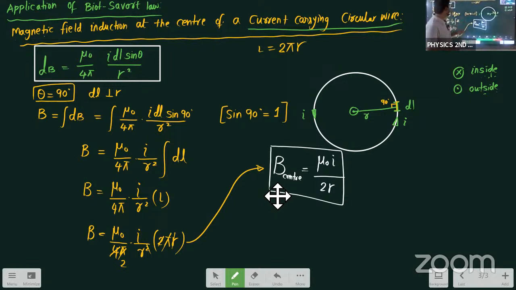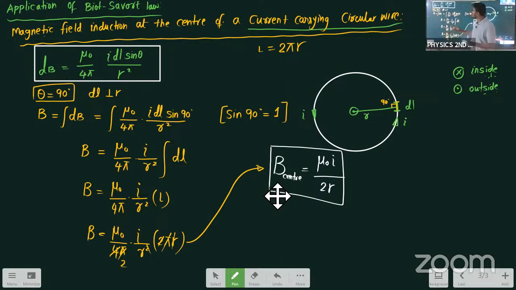Using which law? Using Biot-Savart law. So what is that? The magnetic field induction at the center of a current carrying circular wire is given as B = mu naught I divided by 2r. So this is one of the most important applications of Biot-Savart law, which may be asked in your annual examination.